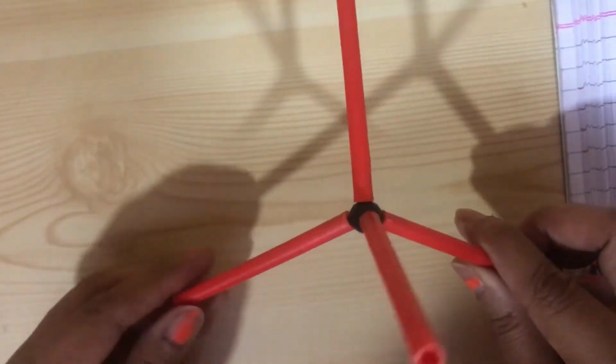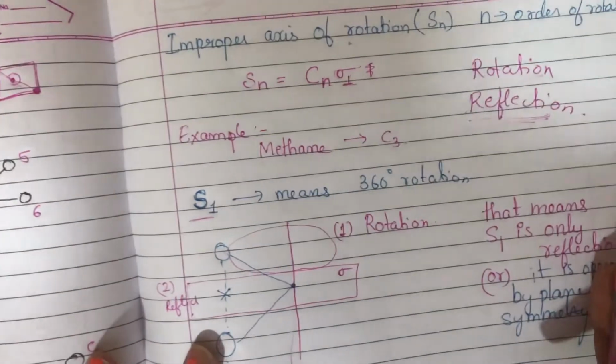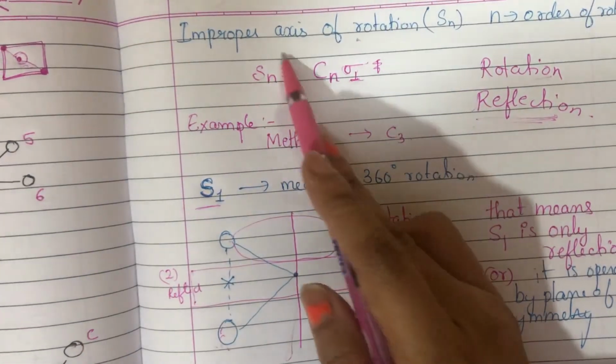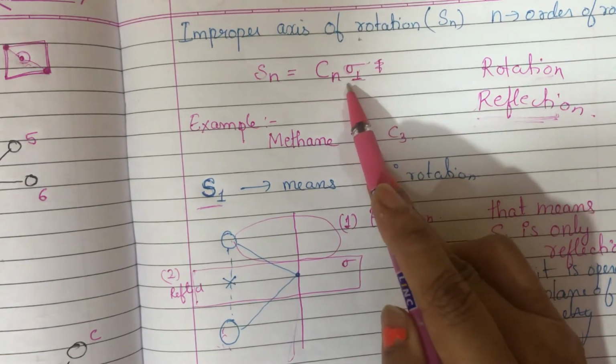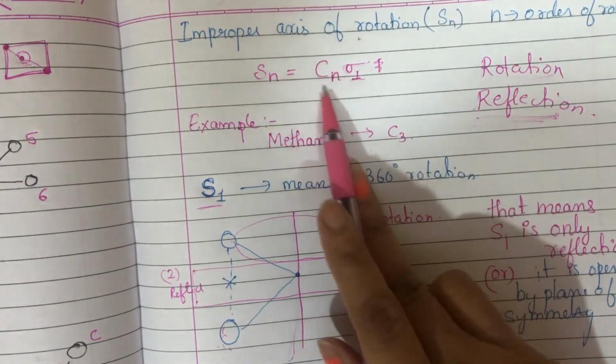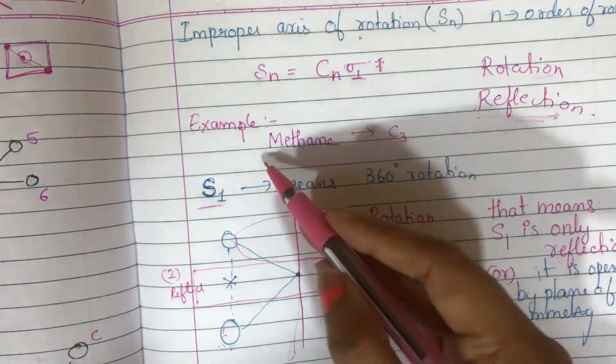So this indicates that one rotation and one reflection will lead to an improper axis of rotation. So the definition of Sn can be written as Cn and sigma plane, which is perpendicular. How do I read this? Cn and sigma perpendicular. Okay, the example was methane.